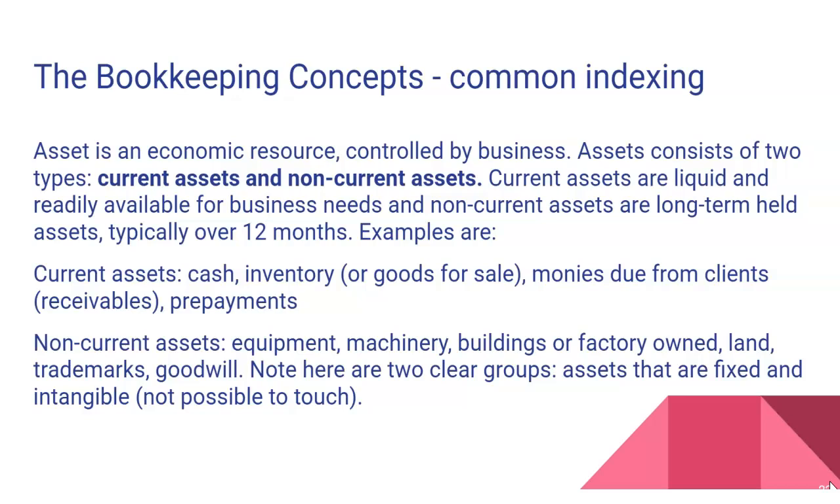And here we have 2 clear groups. Assets that are fixed or tangible, and assets that are not fixed and intangible. And the difference is, as you see from the list, equipment, machinery, buildings, laptops, cars, all of it we can touch, we can see. So it's a physical item, right? And with trademarks and patents and goodwill, we cannot really physically touch the product. So it's intangible. It's not possible for us to touch. And therefore, it's called an intangible asset.